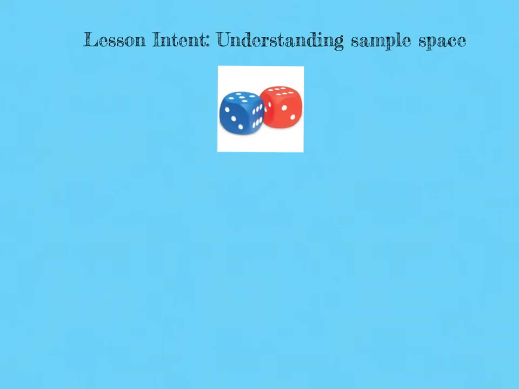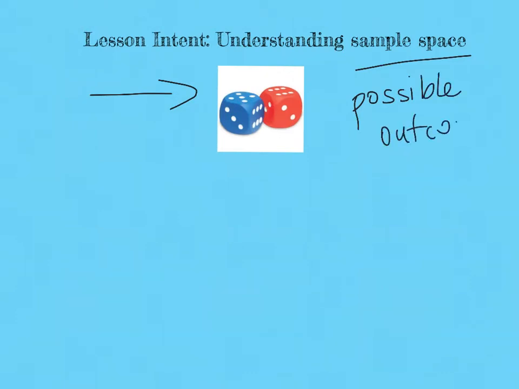Hi, welcome. Today our lesson intent is understanding sample space with regards to probability. Up the top here you can see we have two dice, a blue one and a red one. All we're saying with sample space is that it is all the possible outcomes, every single possible outcome we could get if we were to roll each of those dice.